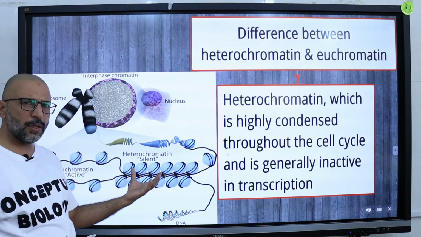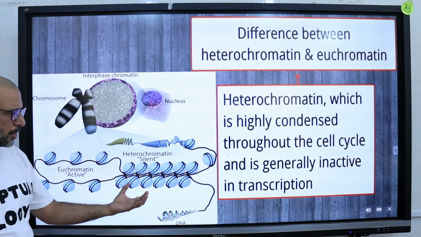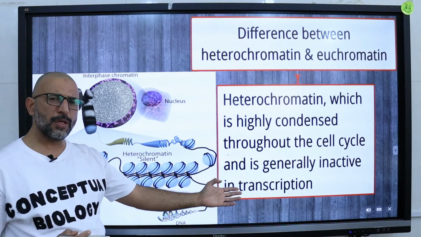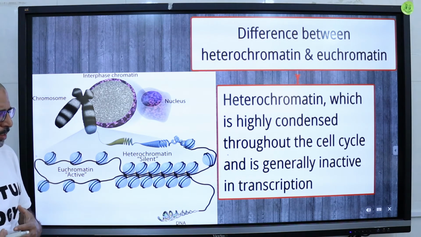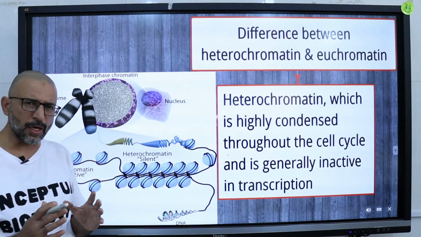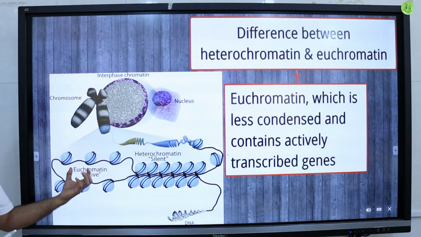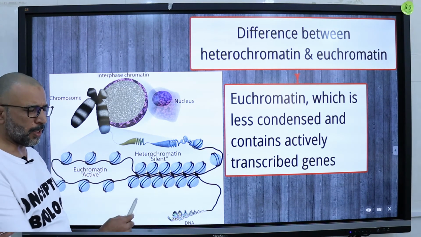So heterochromatin is highly condensed throughout the cell cycle and is generally inactive in transcription. And what is transcription? It is the synthesis of messenger RNA from DNA. So the genes in the heterochromatin region are not transcribed. Euchromatin is less condensed and contains actively transcribed genes. So the transcription process takes place in euchromatin, and it does not take place in heterochromatin.